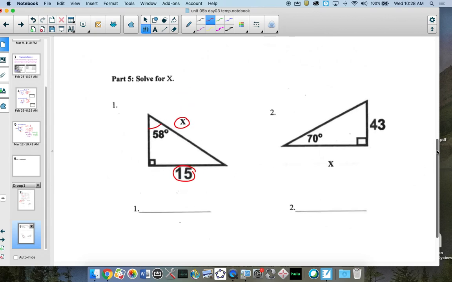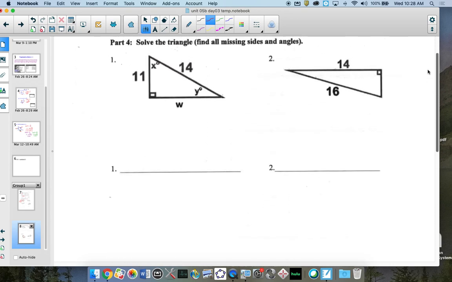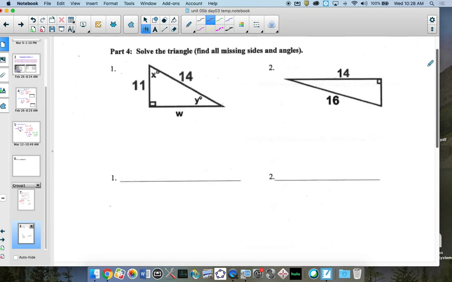Now for this other part, this is the toughest part of the worksheet. You have to solve the triangle. What that means is find all the missing sides, all the missing angles. So in number 1, you have 2 of the sides. I would probably first start by finding W. And that's like the example we did using the Pythagorean theorem. So 11 squared plus W squared equals 14 squared. That'll give you the answer for W.